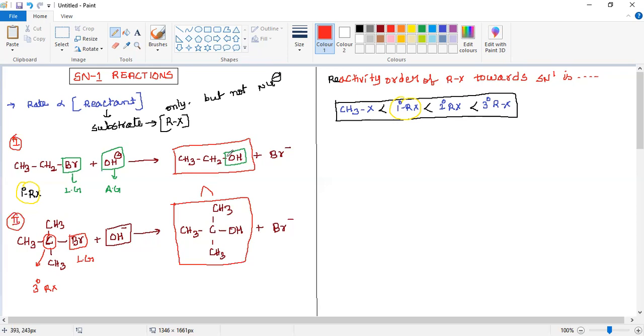So what is the name of the compound? Ethyl alcohol. What about this one? 1, 2, 3. So 2-methyl propanol, 2-methyl propanol. Clear? Chalo. Otherwise, the tertiary alcohol. So this is the one example.